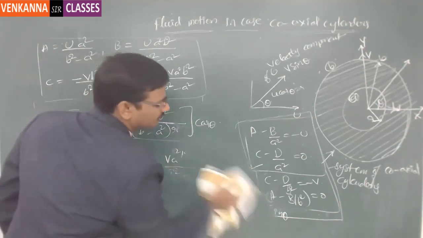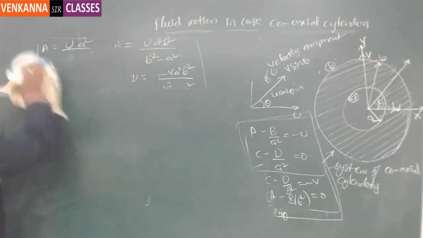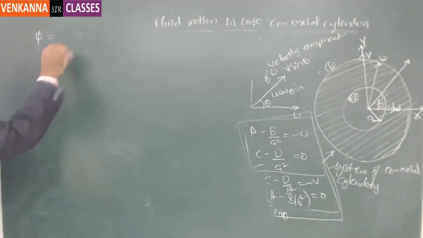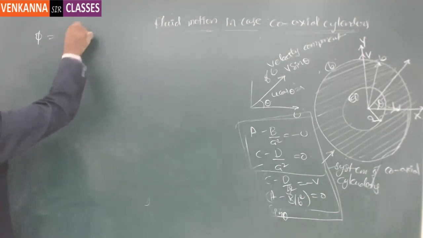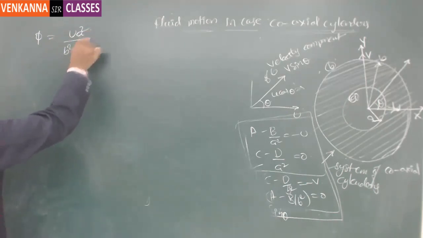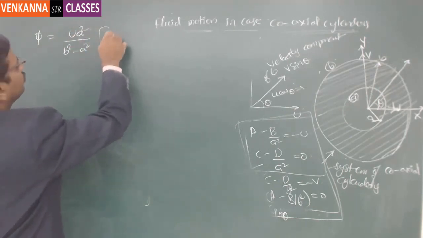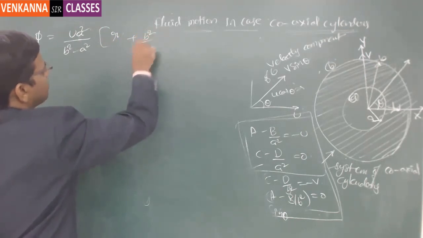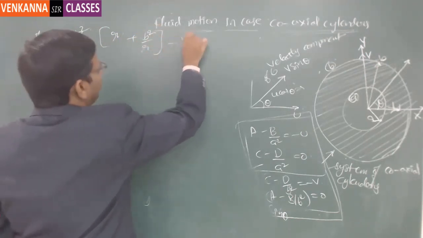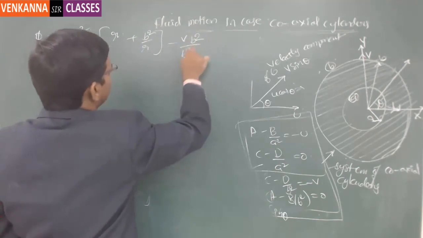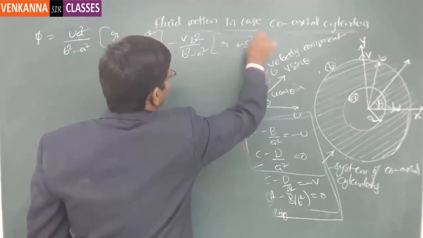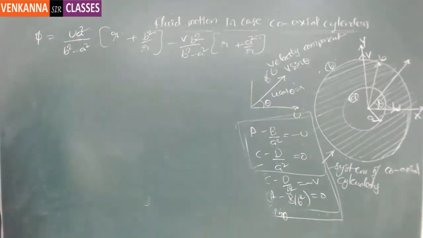The solution of this should be exactly equal to the complex potential we have treated. That is the most general solution. φ is equal to u a square by b square minus a square times r plus b square by r, minus v b square by b square minus a square times r plus a square by r. So this is the complex potential. Got it?